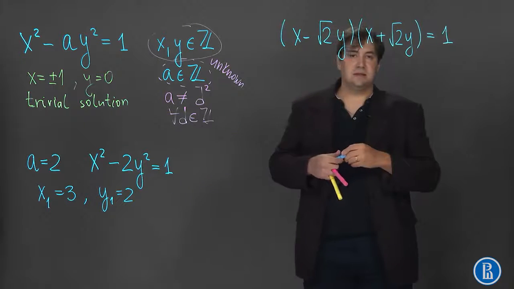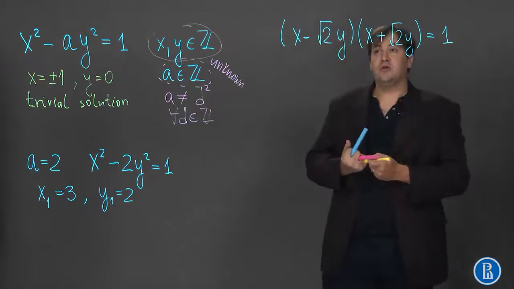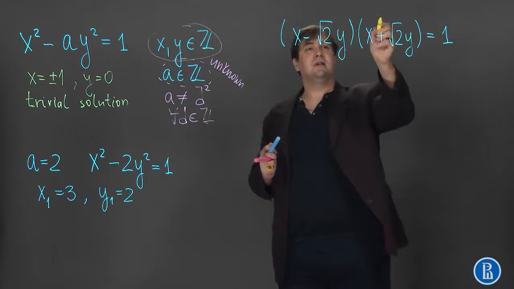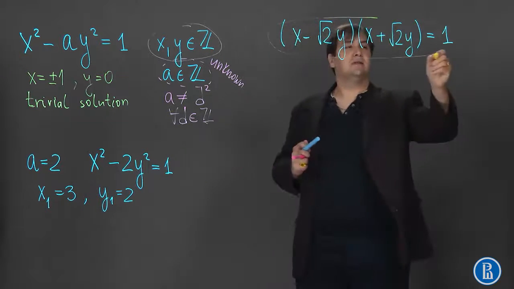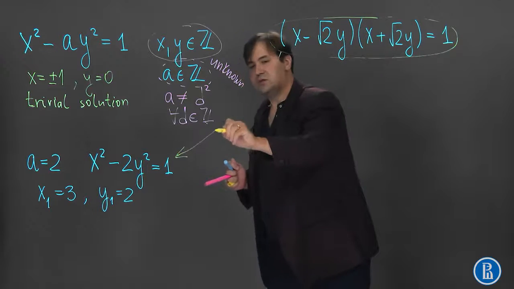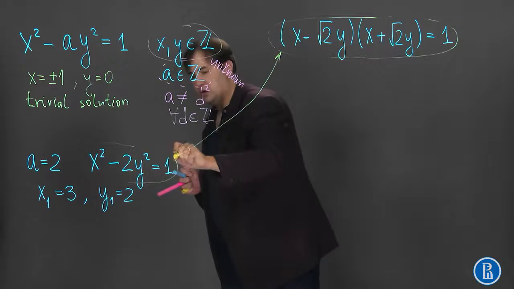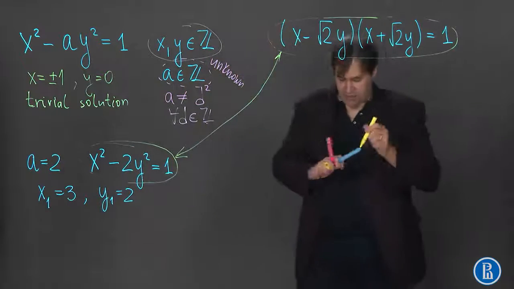So this is another form of the Pell's equation. And in this form, it will be much easier for us to construct the infinite number of solutions. So these two equations are the same.